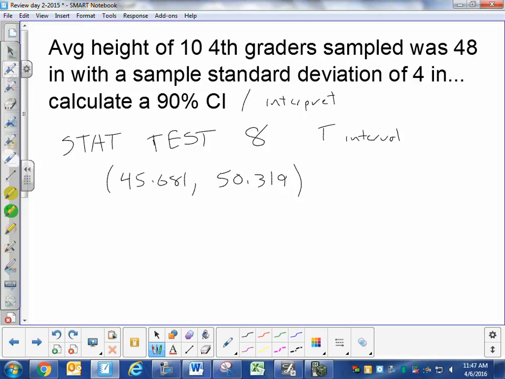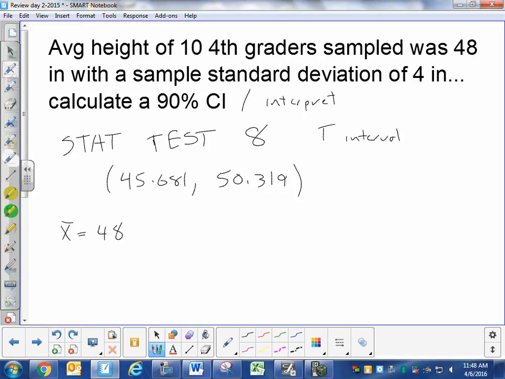They give us the x bar. The x bar is 48 inches. That is the mean height. The average height was 48. We don't do proportions anymore. So this unit is almost the same as last unit, except we're using what? Try it again.